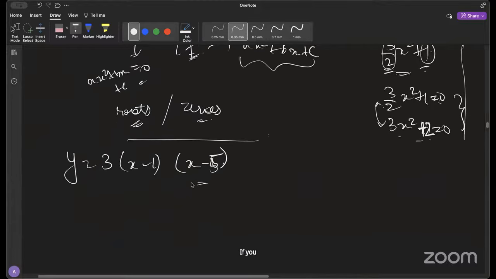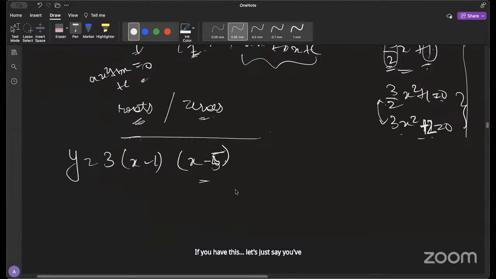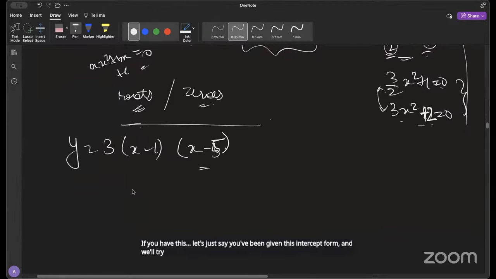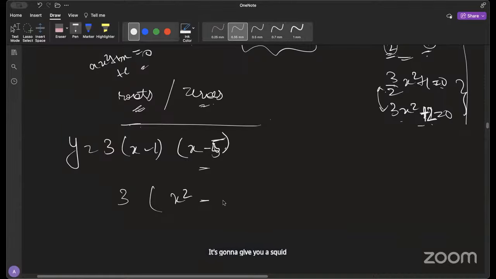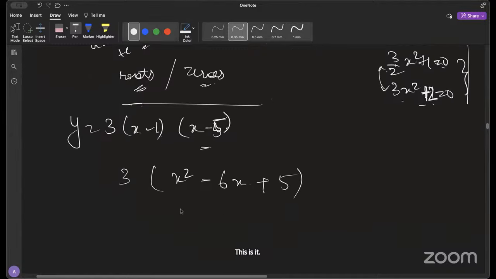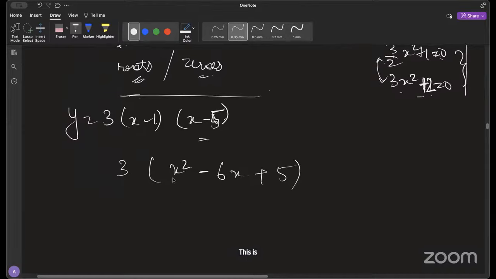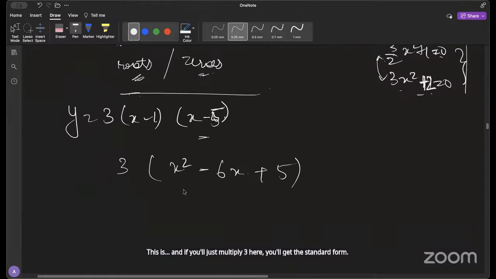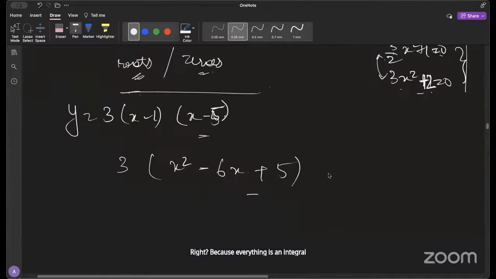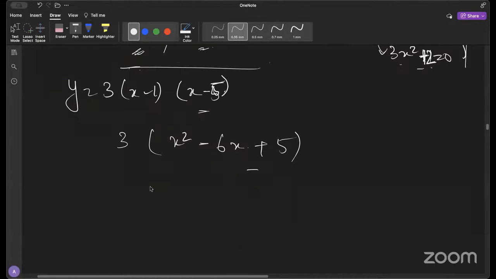If you have this, let's just say you've been given this intercept form, we'll try to convert this thing into standard form. So you don't have to do anything. You just have to multiply these things. It will give you x squared minus x minus 5x. So this is going to be minus 6x. Plus 5. And this is going to be 5. So this is it. And if you just multiply 3 here, you'll get the standard form, right? Because everything is an integer and it's fine. You can do this entire thing.